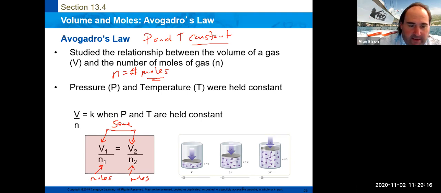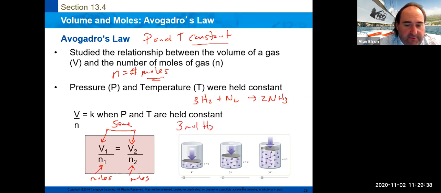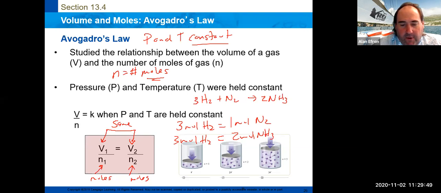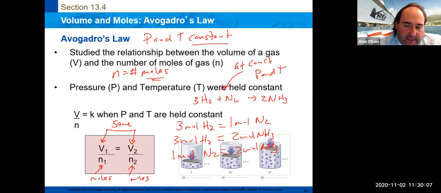And as we will talk about maybe later in this chapter, if we looked at an equation like H2 plus N2 gives us NH3, and we do something with stoichiometry, we would say 3 moles of H2 reacts with 1 mole of N2, 3 moles of H2 gives us 2 moles of NH3, and 1 mole of N2 gives us 2 moles of NH3. So we could do a mole-to-mole relationship like in stoichiometry, but if this was at constant pressure and temperature, we could actually do a volume-to-volume relationship, very much like stoichiometry.